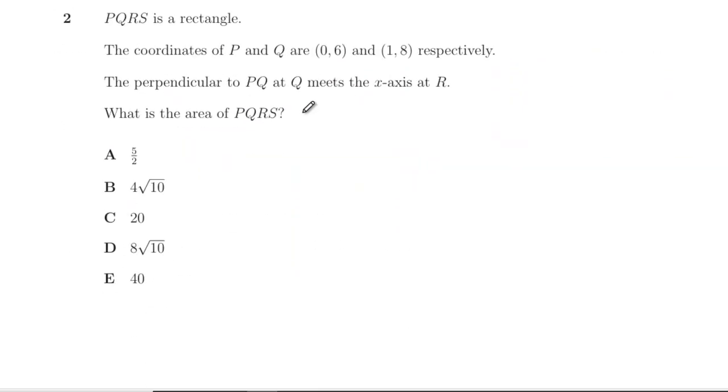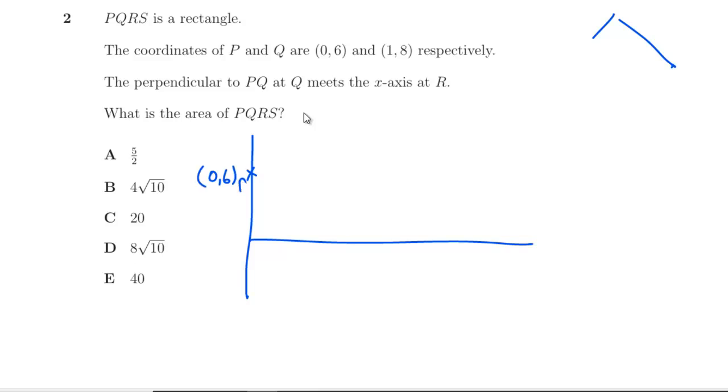Question 2, PQRS is a rectangle. Coordinates of P and Q are 0, 6 and 1, 8 respectively. Perpendicular to PQ at Q meets the x-axis at R. So how's this working? I've got PQ, just trying to get the orientation of this. PQ sort of up here. Then that's going to come down to, oh, okay, right, so we're all in positive territory here. So let's draw this out, or nearly. S will be negative, won't it? So I've got that there at 0, 6. That's P. Q is here at 1, 8. That's Q. Then that side there comes down to R.